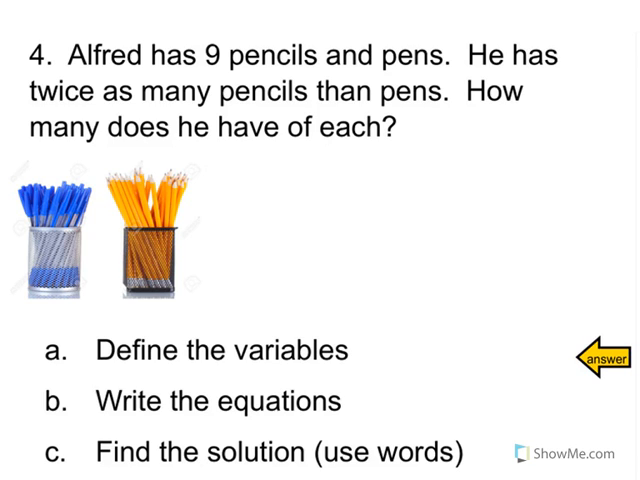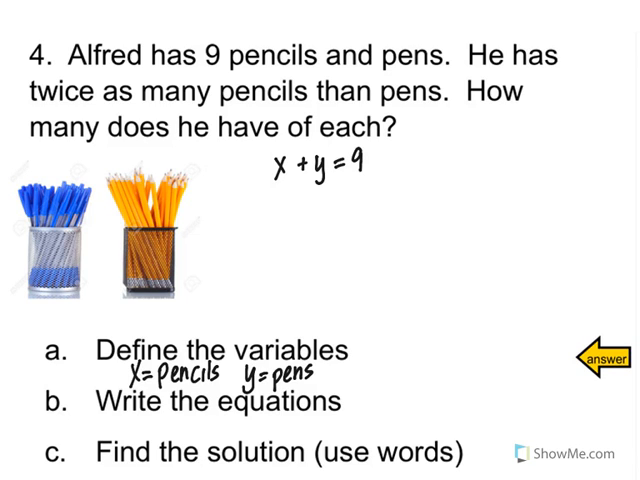Looking at our word problem here, we have Alfred has 9 pencils and pens. He has twice as many pencils than pens. How many does he have of each? So we're trying to figure out how many pens and pencils he has. So x will be pencils. I'll make y pens. We're going to write the two equations. So our two equations that we have, if we know that he has 9 pencils and pens all together, that means the number of pencils plus the number of pens is equal to 9.